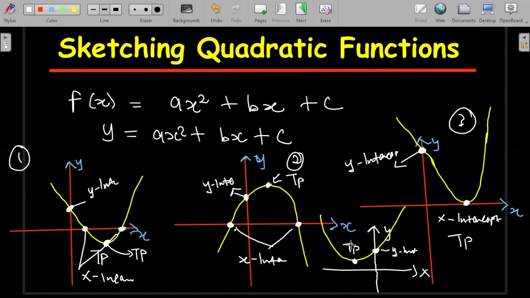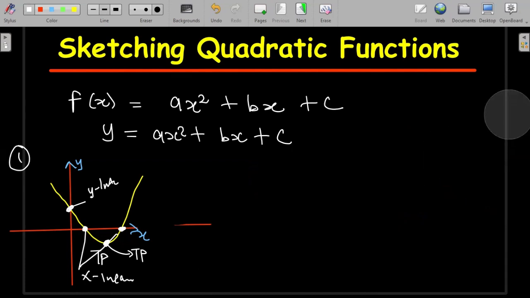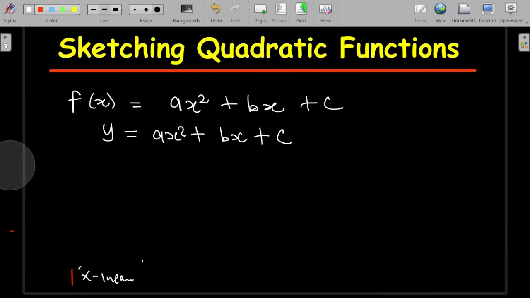So now I'm going to explain how we find each of these points: how to find the x-intercepts, how to find the y-intercept, and how to find the what? The turning point. Okay, so let's erase this. So if you have any questions, guys, please just say, I don't understand there, and then I'll be able to explain. So we start with the x-intercepts.